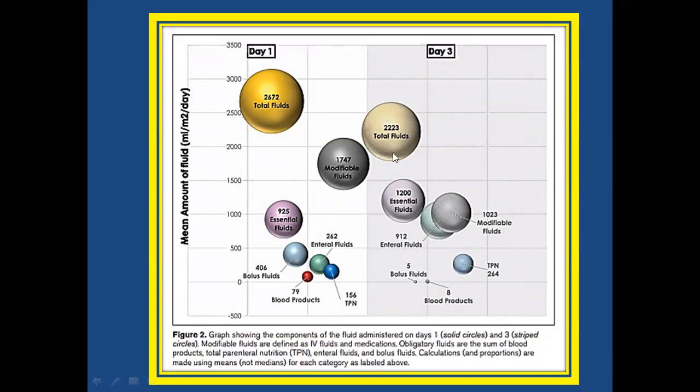While on day 3, the total fluid was 2,223 with the essential fluids of 1,200. Of these, 912 was from the enteral fluids, 264 from the TPN, and 5 from the fluid boluses, and 8 from the blood products, and 1,023 for modifiable fluids, which are your medications and your IV fluids.